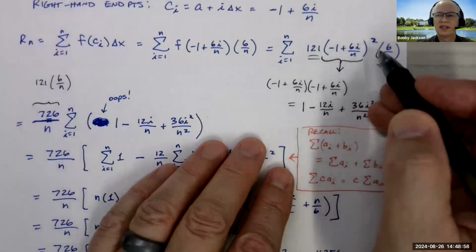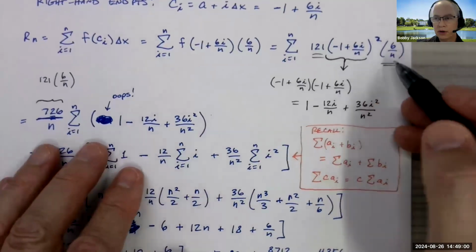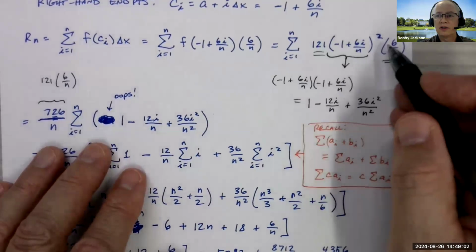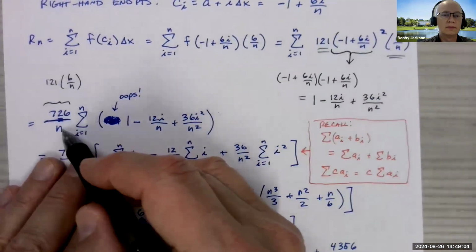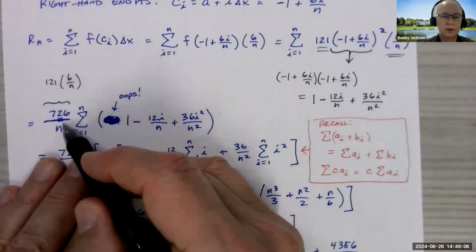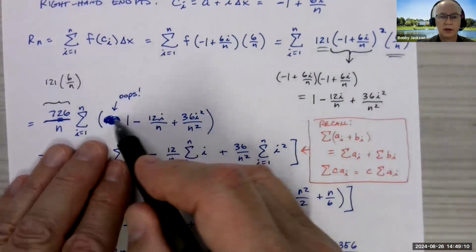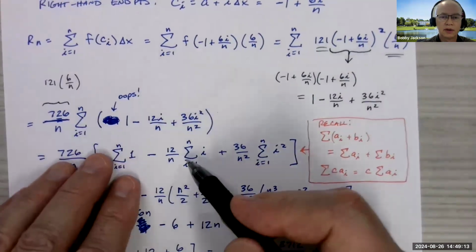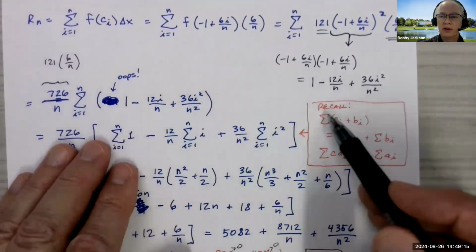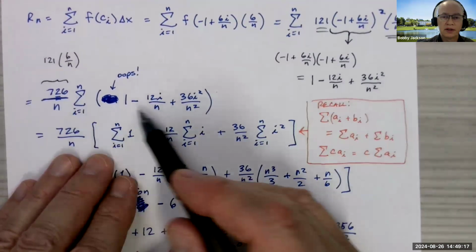121 times 6 is 726. You might need your calculator to do that. So I'm going to factor out 726 over n. That's what this is right here. And then what's left, the summation, everything here we multiplied out, so I'll put that in there. Oops, I made a mistake. Okay, then I'm going to make use of these linearity properties to break the summation out.